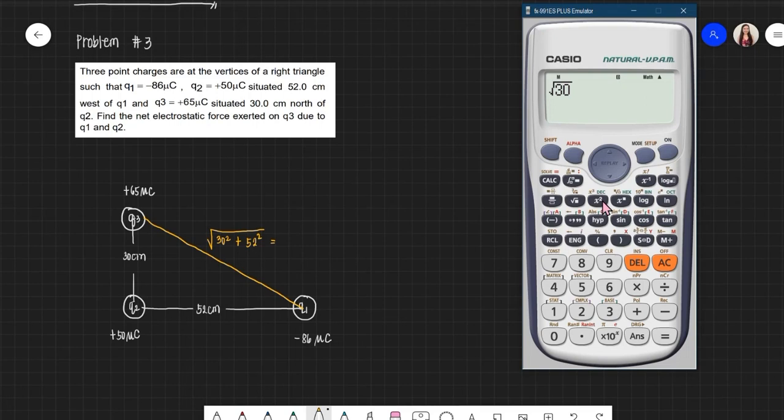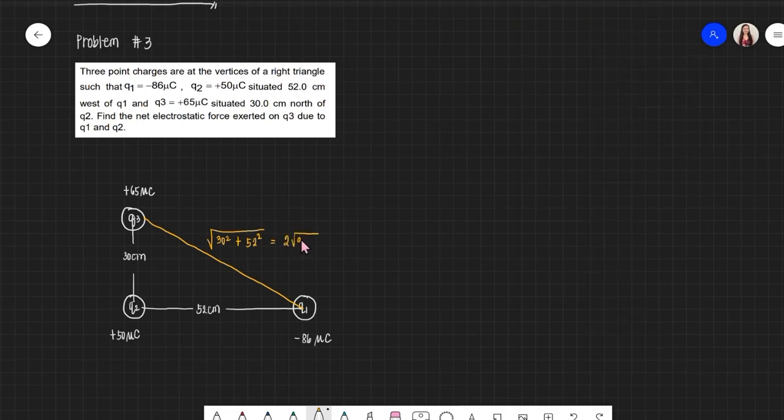Square root of 30 squared plus 52 squared. That's 2 square root of 901, and this is in centimeters. Right? Because this is a right triangle. This is directly north and this is directly west, so it is a right angle, 90 degrees.